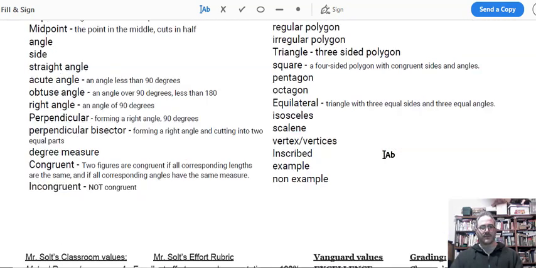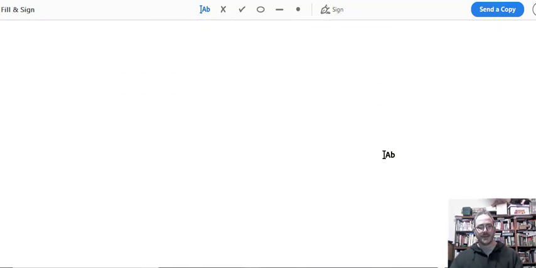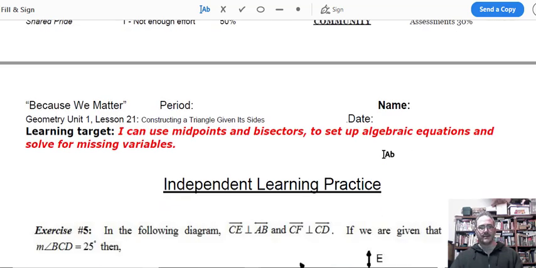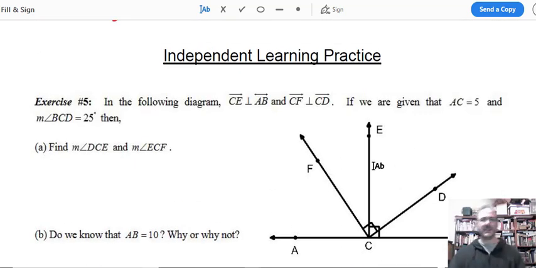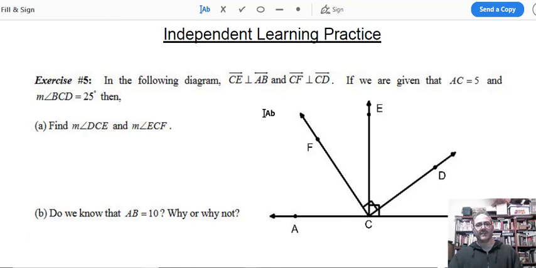There we're going. There's all our vocab words as we're adding to them. And, oh my gosh, I worried there wasn't going to be a homework assignment today. All right, in the following diagram, CE is perpendicular to AB.